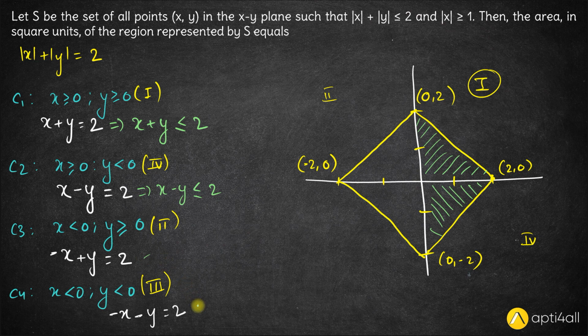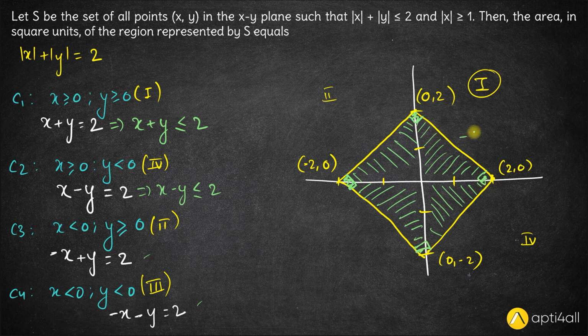Similarly for these two also, you'll get this region and this region here, right? So what we have is the graph of mod x plus mod y less than or equal to 2. If you look at this, this is basically a square. If you check properly, these angles will be 90 degrees.